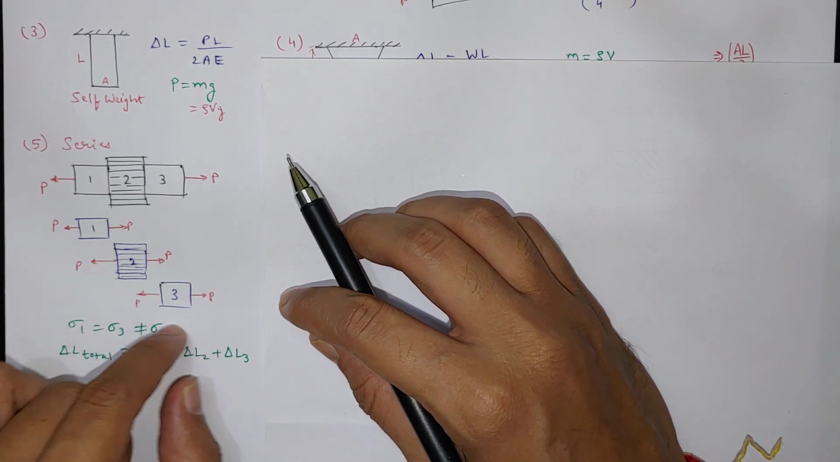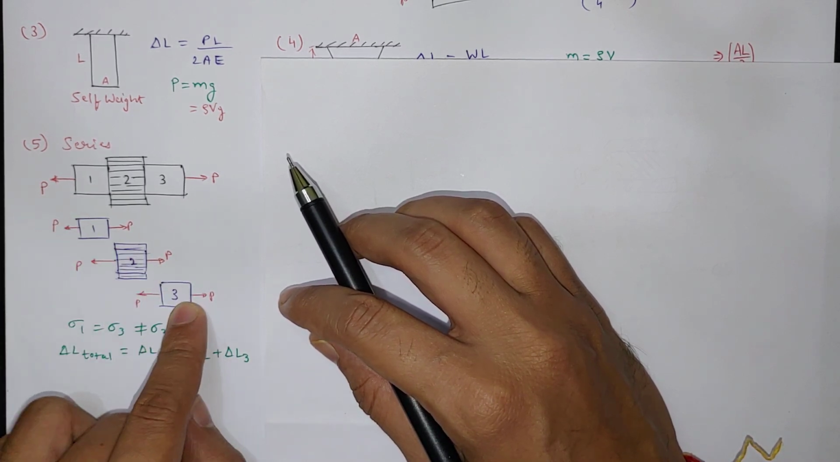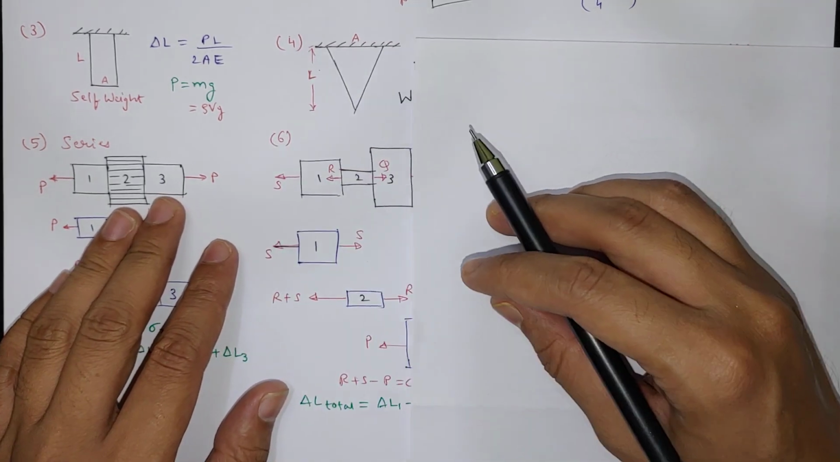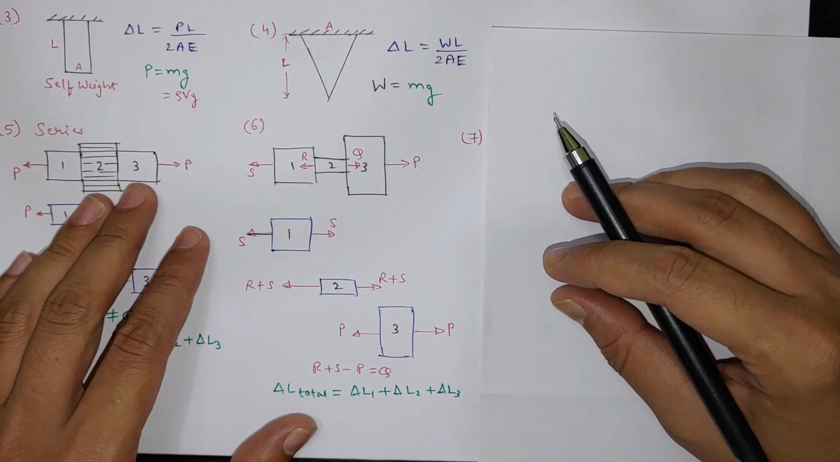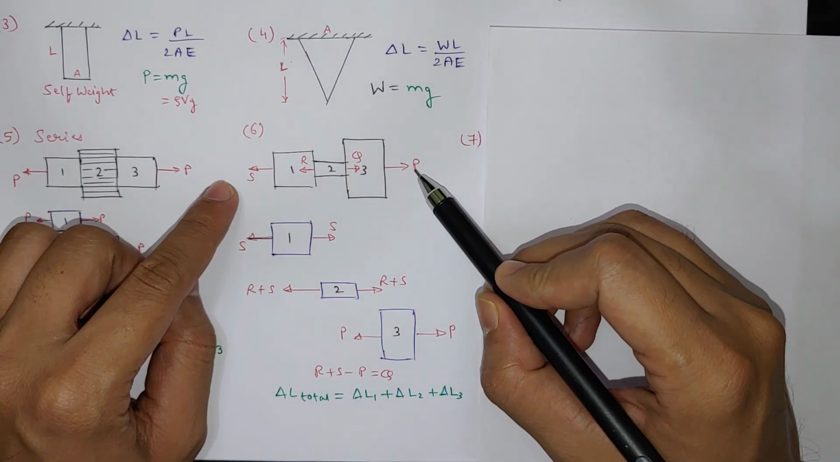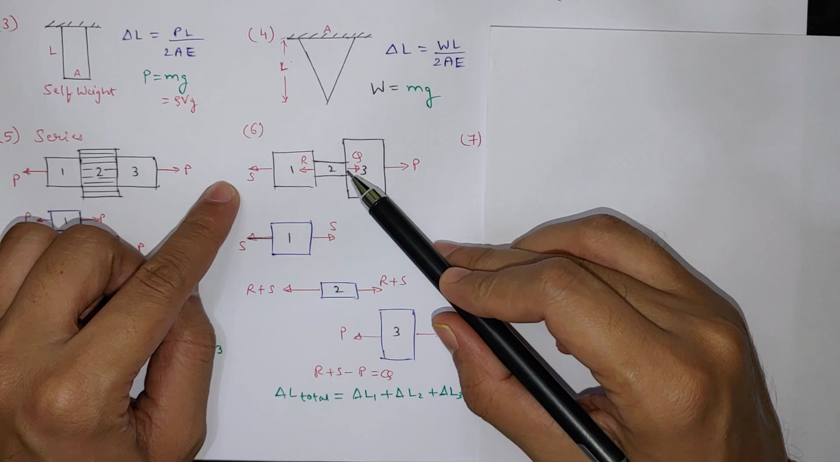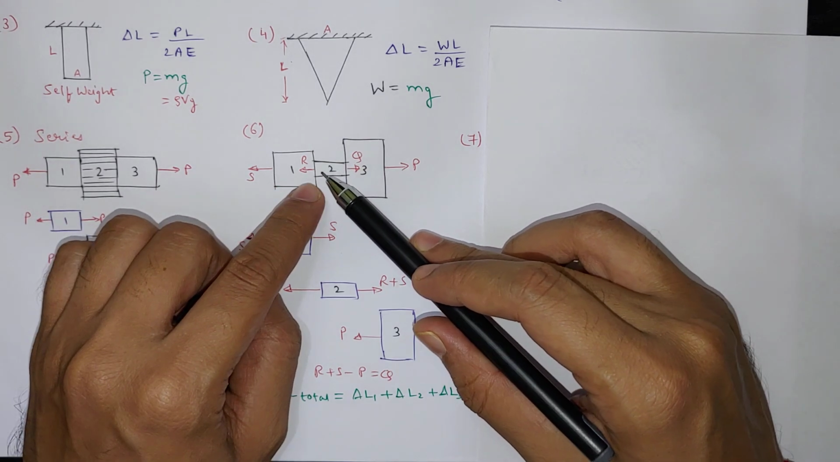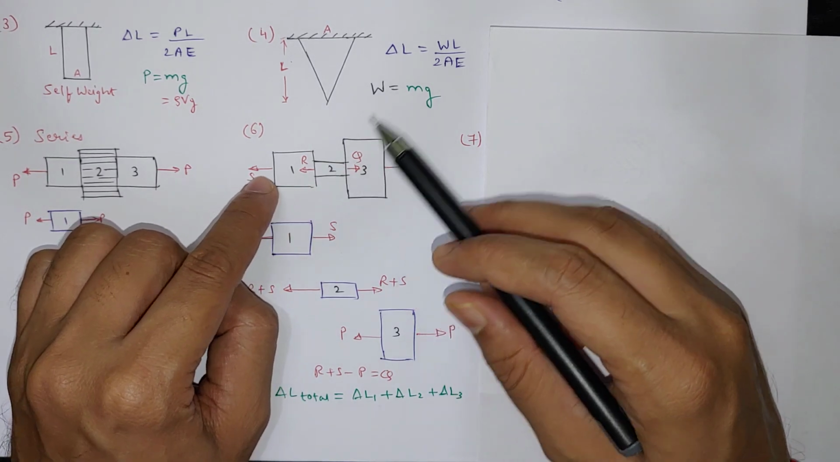So that is how we have to take care, but here all the forces are tensile in nature. The other case is the same series case, but we have P load here, Q load on this surface, R load on the 1 and 2 junction, and S load at the end.